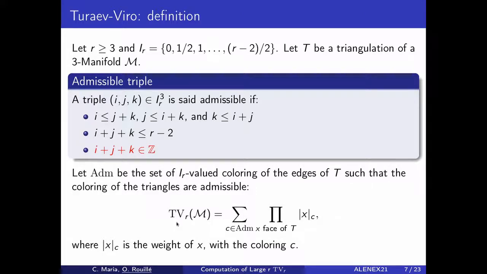So now the definition of Turaev-Viro is just the sum for all admissible colorings of the product of the weights of the faces. The weights being a function that depends on the coloring and the face.